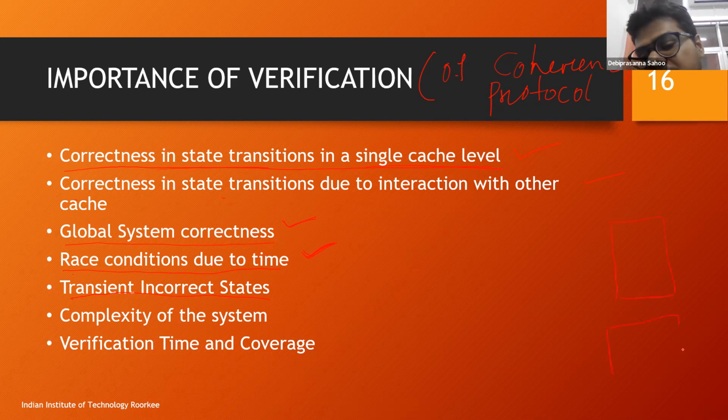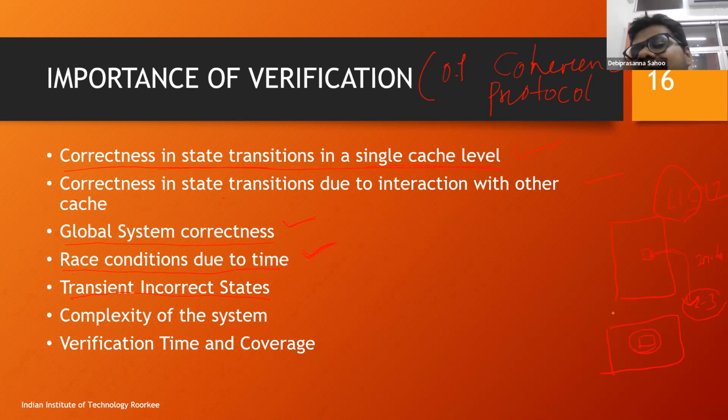For example, we discussed the inclusiveness property, right? What is the inclusiveness property? The L1 cache is a subset of the L2 cache. Now imagine a scenario where L1 had this line and L2 had the same line. L1 has just evicted it, and this eviction information has to be updated in L2. This is a transient; it might take 2 to 3 cycles, let's say. Within these 2 to 3 cycles, our inclusiveness property is not valid, right? Because we have evicted the line, but that information has not been updated here.